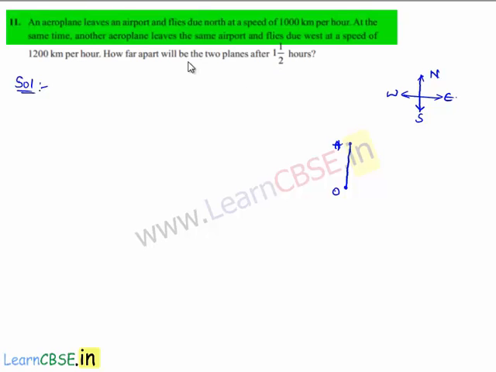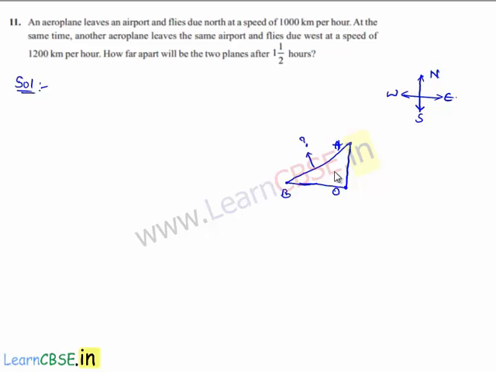Now he again says that another aeroplane leaves the same airport, that is point O, and flies due west at a speed of 1200 km per hour. So after 1.5 hour, let us assume that second aeroplane is at B. Now he asked what is the distance between first and second aeroplane, that is AB. We know that north direction is perpendicular to west direction, we can say OA is perpendicular to OB. So now moving on to solution.